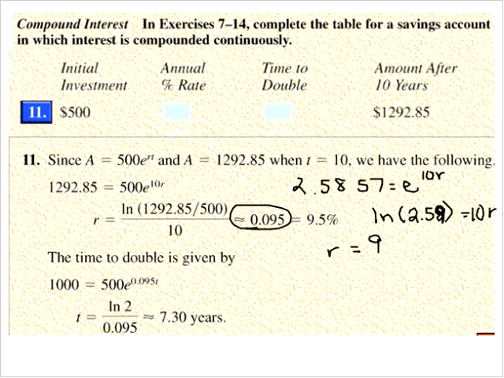Notice that you are going to be using the 0.095 when you plug it back into your equation, not the 9.5%. Your percentages need to be written as decimals.